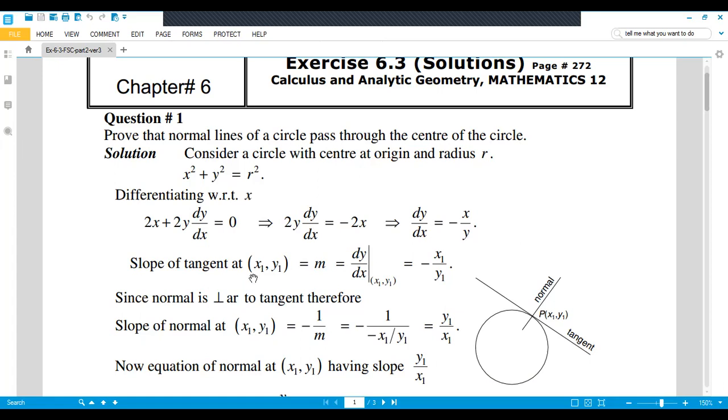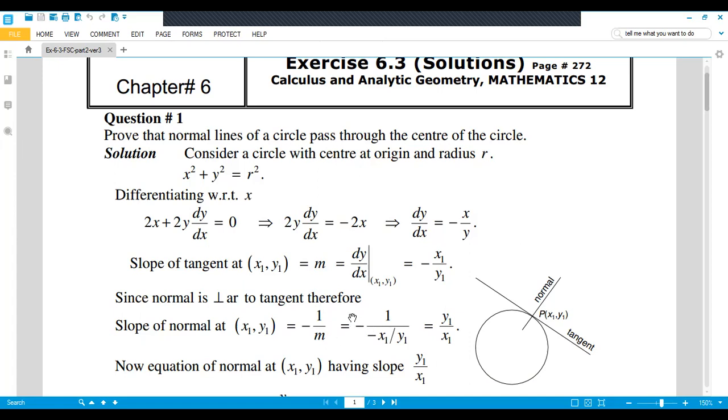Now slope of a tangent at point x1, y1. You know that to find the slope of a tangent, we replace x and y with that point which is given, x1, y1. Now slope of normal: you know that it is perpendicular to the tangent. So slope of normal will be equal to minus 1 over m. We already studied in the previous lecture that the normal is perpendicular to the tangent. Therefore slope of normal is minus 1 over m, meaning minus 1 over slope of tangent.